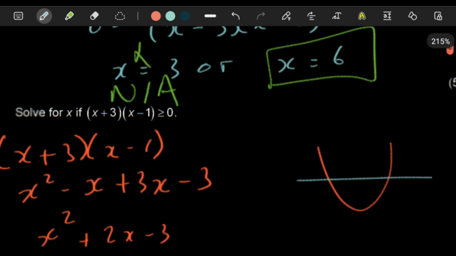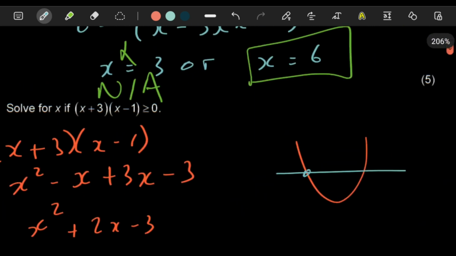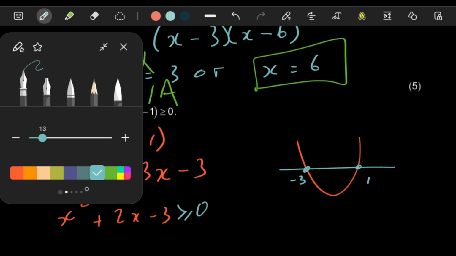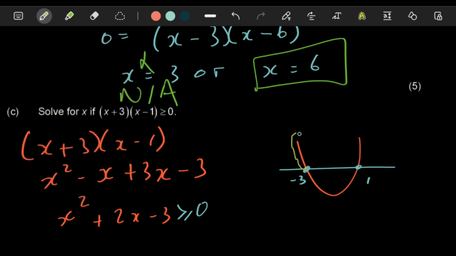And what you also know is that this here is going to result in an x-intercept of -3. This gives an x-intercept of +1. So this is asking where this parabola is greater or equal to 0. You see, where does it have y values that are bigger or equal to 0? So the portion where it has y values bigger than 0 is this part here, and this part.